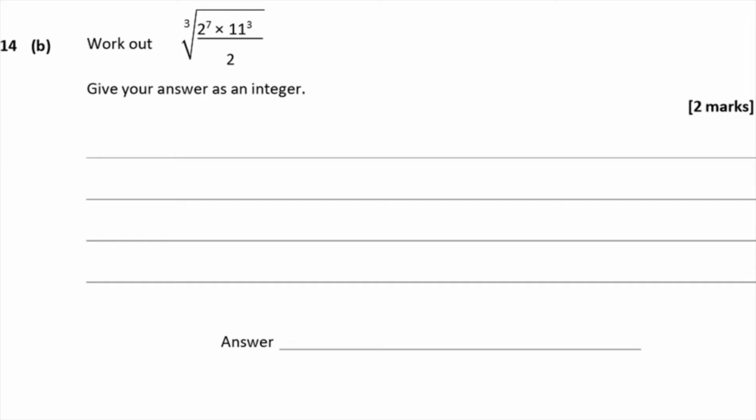Okay, but it isn't as complicated as it first looks. So what I can do is cancel that 2 into this power of 2, and it leaves me with 2 to the power of 6. 2 to the 7 divided by 2 is 2 to the power 6. So rewriting it underneath, then the cube root of 2 to the power 6 times 11 cubed. Now I can take that cube root expression and break it into 2 separate cube roots multiplied together: the cube root of 2 to the power 6 times the cube root of 11 to the power of 3.